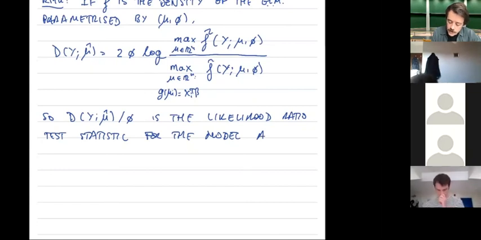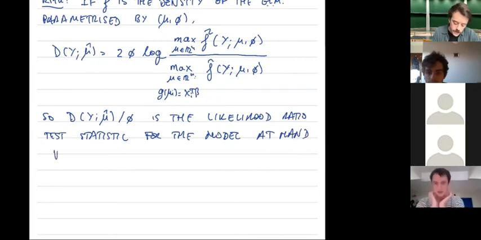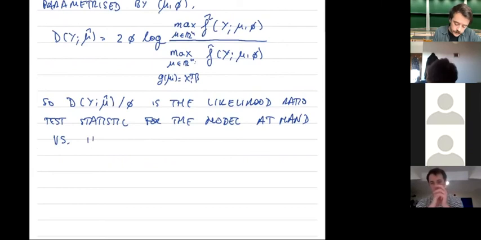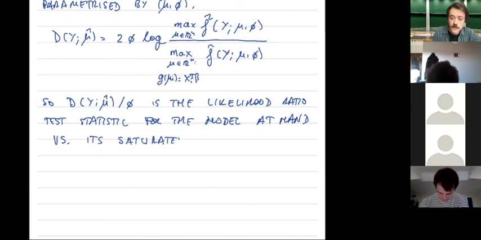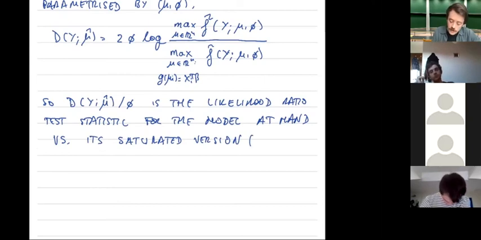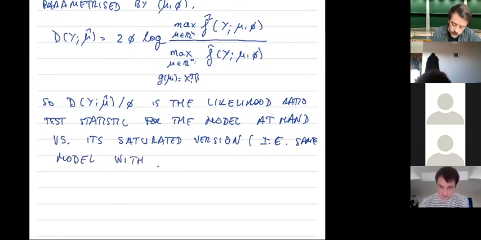So that would be what appears in the denominator inside the logarithm versus the saturated version. So this is again in the statistical modeling notes. And what do I mean by the saturated version? Well, it's simply the same model with mu in R^n unrestricted.